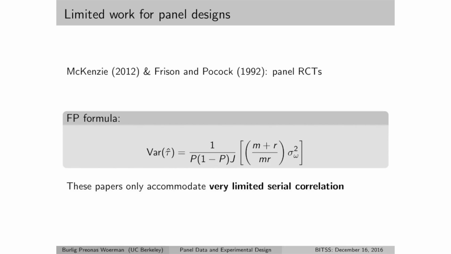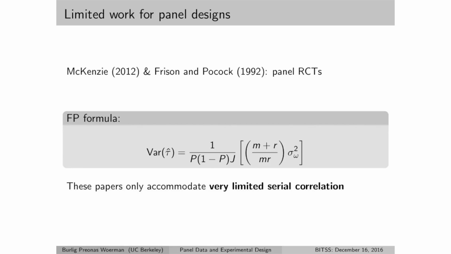So to that end, there's a really nice paper by McKenzie who summarizes and brings into econ notation older work in biostats by Frison and Pocock that's thinking about randomized controlled trials in a panel data context. And so, like I said earlier, we have this minimum detectable effect size, which is going to hinge on the variance of our estimator. In the Frison and Pocock world, where you assume a very limited type of serial correlation, which I'm going to show you a picture of in just a second, this is what the variance of that estimator looks like.